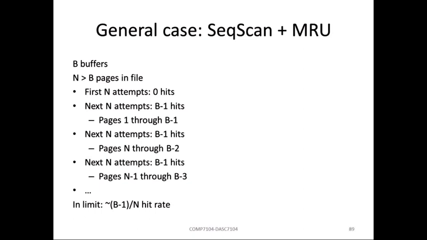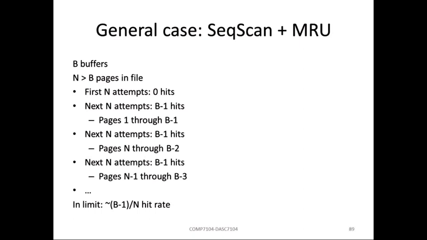If we have B buffers and a file which is n larger, or much larger, than B pages in size, the first n attempts will lead to 0 hits, and then the next n attempts will lead to B minus 1 hits, corresponding to pages 1 through B minus 1, exactly what happened in our example. Then the next n attempts, B minus 1 hits, corresponding to pages n through B minus 1, and so on.